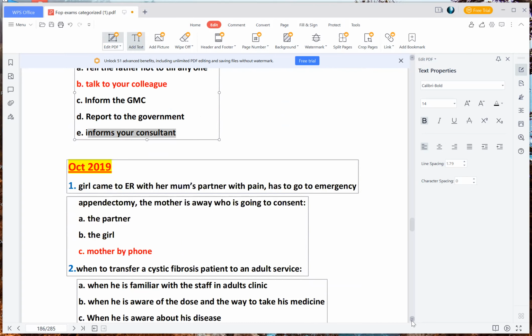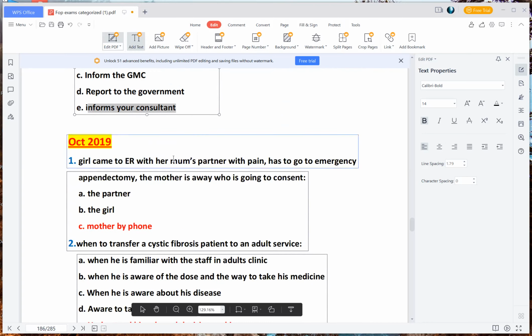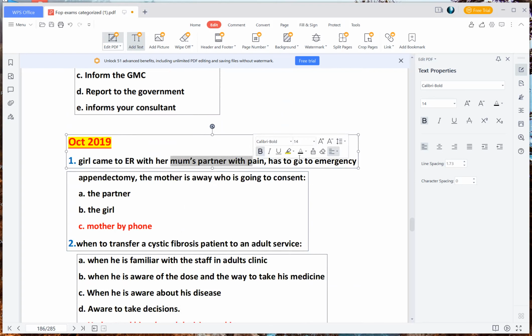A girl came to the ER with her mother's partner, the stepfather, with pain and has to go for an emergency appendectomy. The mother is away. This is the repetition of the question.